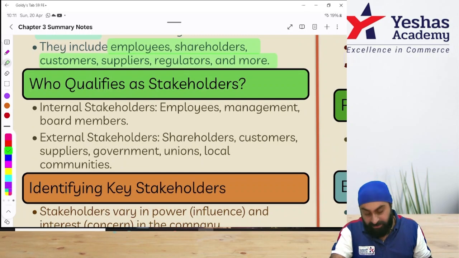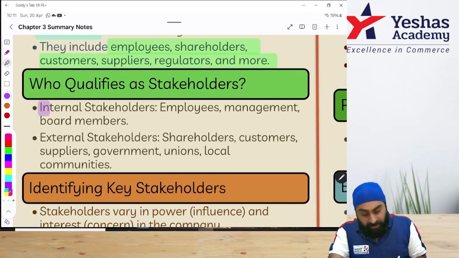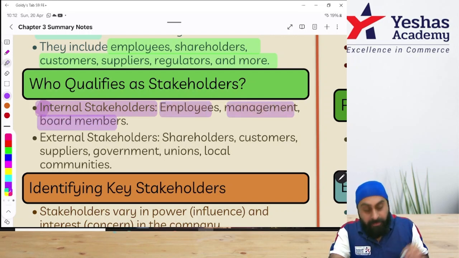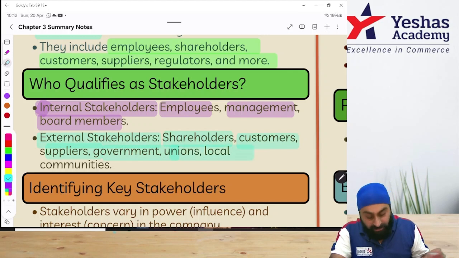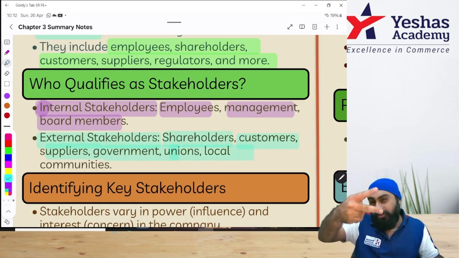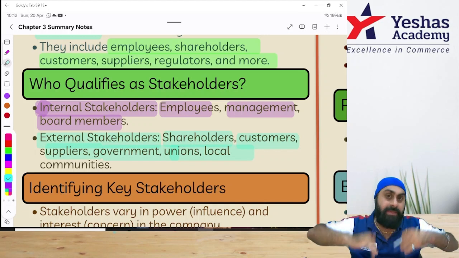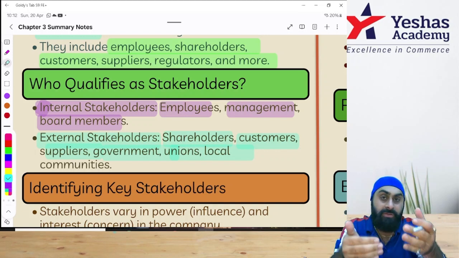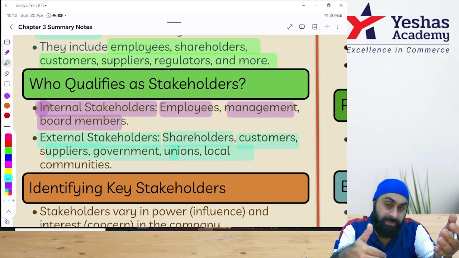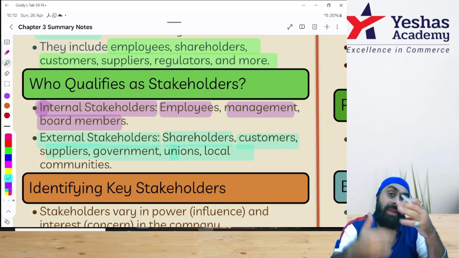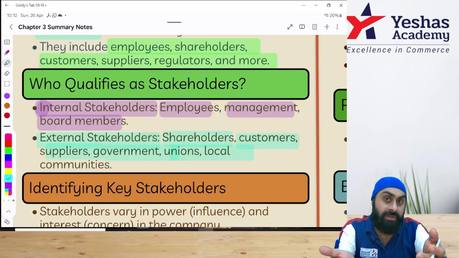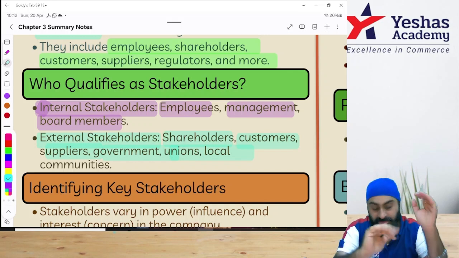Who qualifies to be a stakeholder? Please note this. Stakeholders can be internal stakeholders, which are employees, management, board members, etc. Stakeholders can be external stakeholders, which can be shareholders, customers, suppliers, government, union, local community, etc. So stakeholders are of two types: internal and external. An internal stakeholder is within the organization, like employees, management, board members. External stakeholders are those outside the organization, like customers, shareholders, suppliers, government, etc.